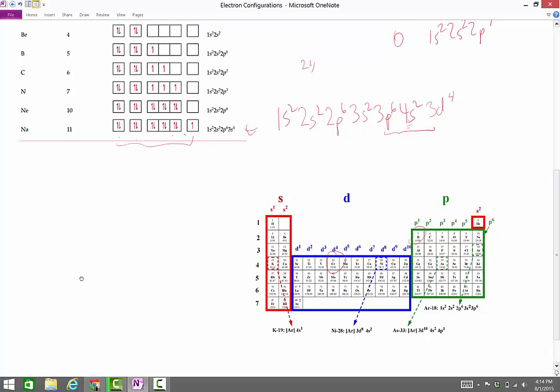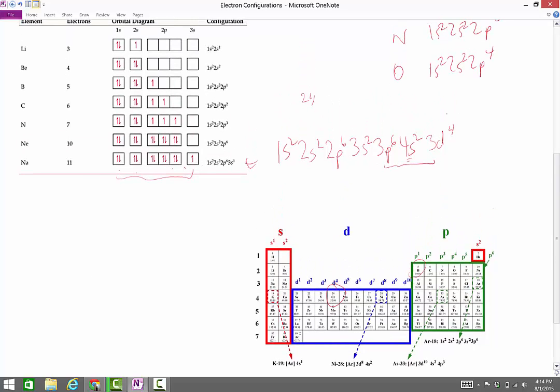But I will say there's a special stability. If we look at the 3d, there are 5 orbitals in there, okay? And we're saying it's got 4 electrons, 1, 2, 3, 4. Well, it's like, hey, I'm so close to getting a half-filled orbital. It's like when you collect something and you're halfway there, you get a little extra happy, something special about that. So what we're going to do is take away 1 from the s and put it in here. So it would be 4s1, 3d5.